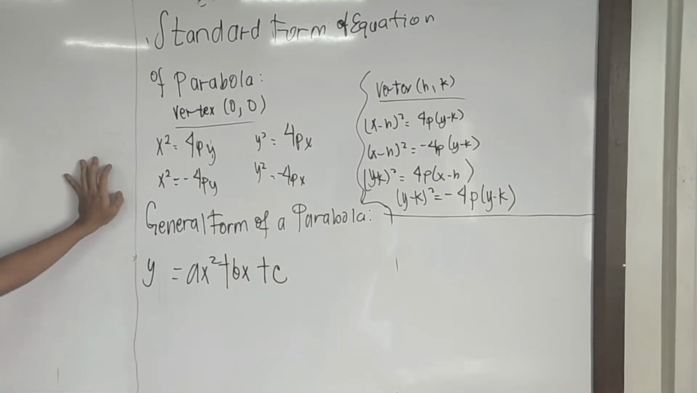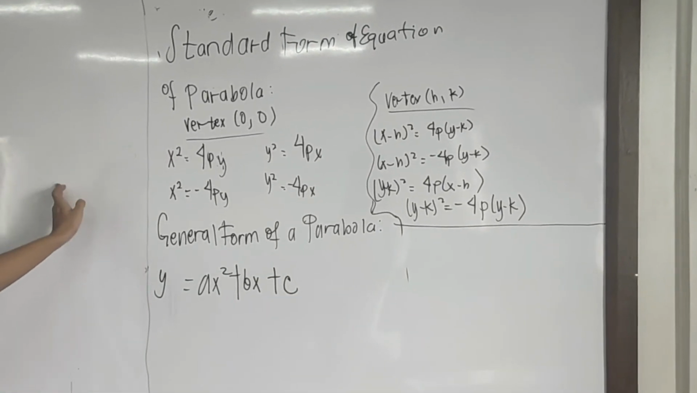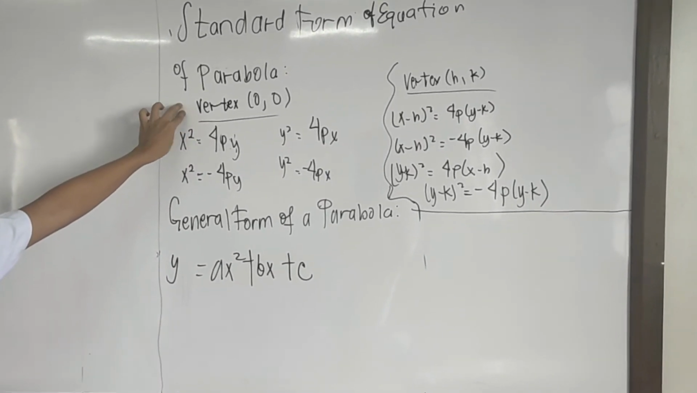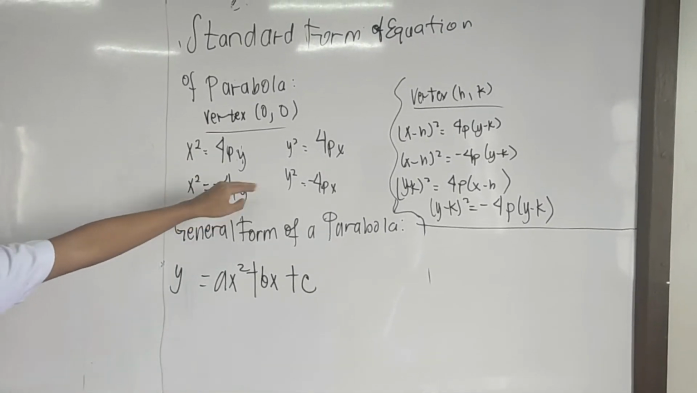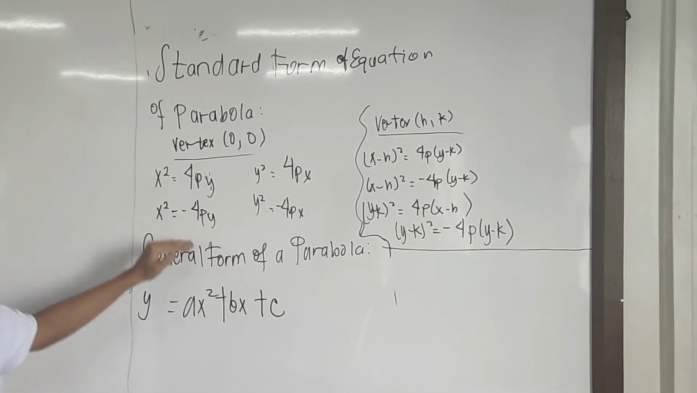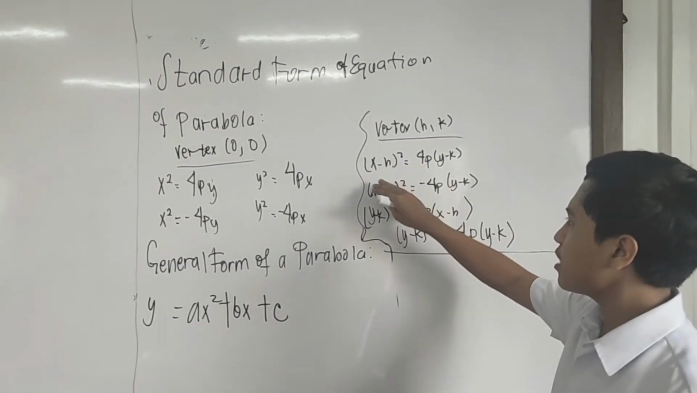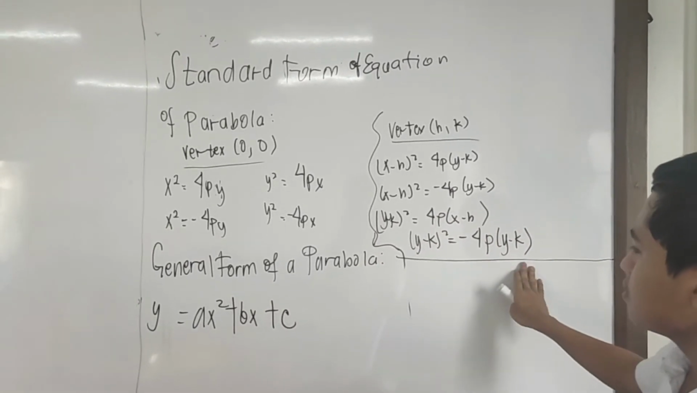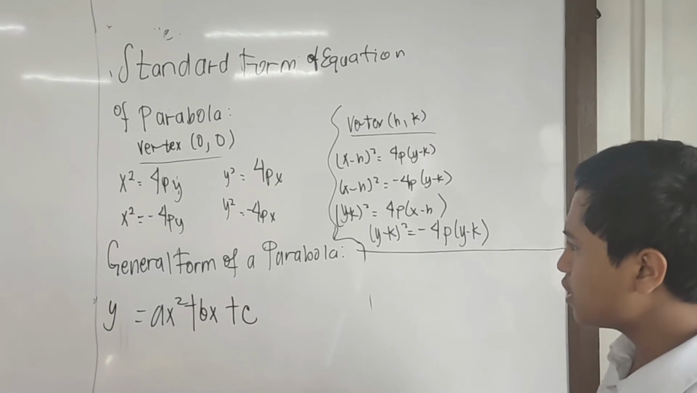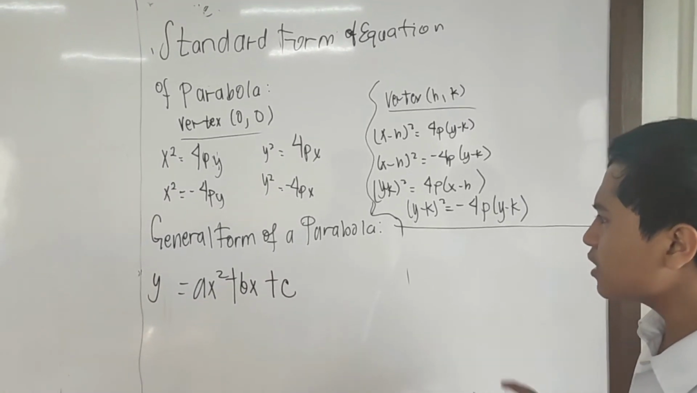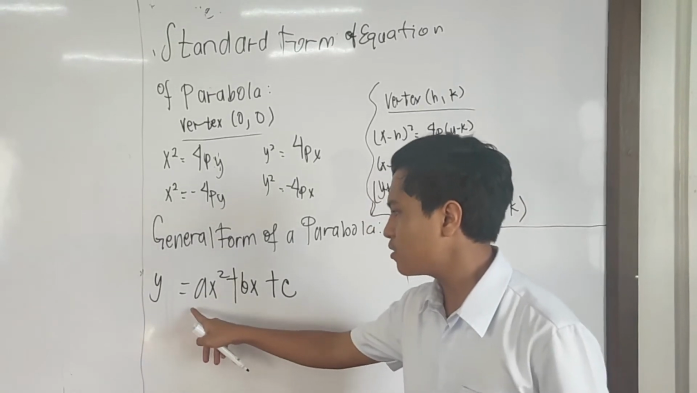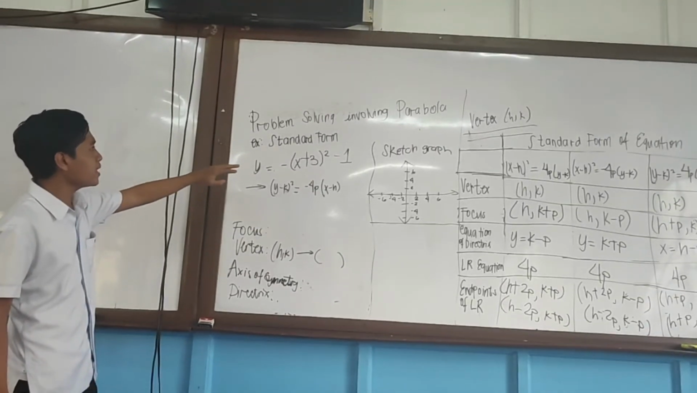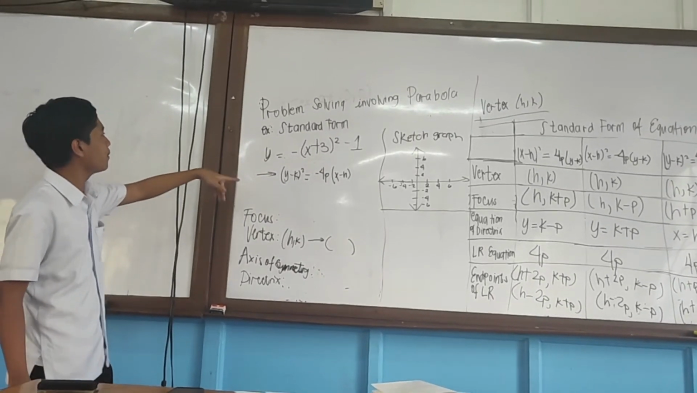Now, here's the standard form of equation of parabolas. As you can see, these are in the vertex or in (0, 0). These are the standard form of equation. Now, while here in vertex (h, k), you can see these are the other standard equation. But now, let's talk about the general form of a parabola. We know that a parabola is y = ax² + bx + c. Now let's move on to problem solving involving parabola in standard form.